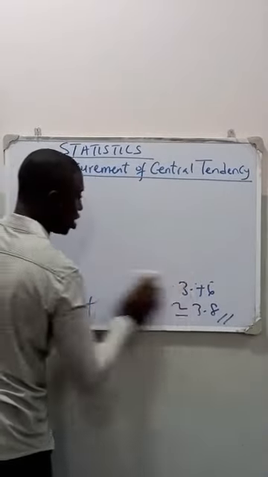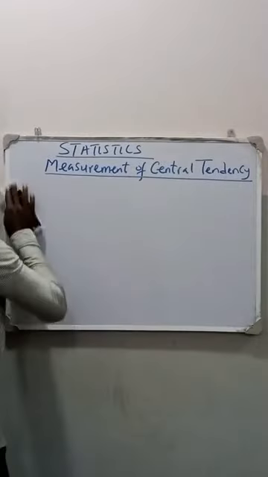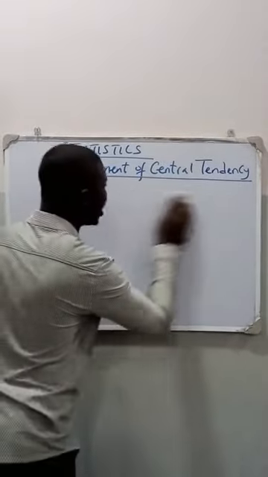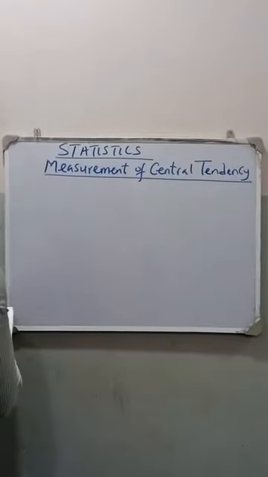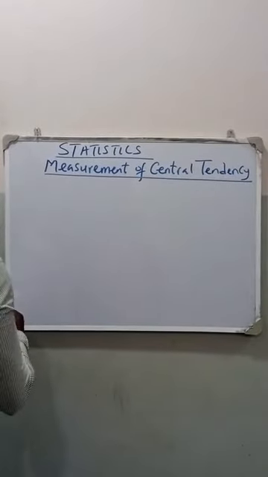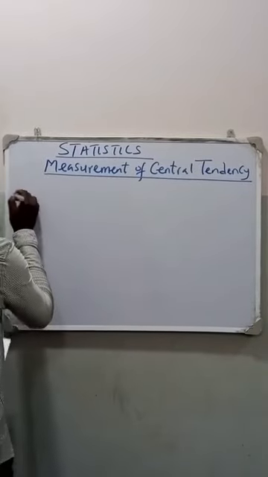You can see we are still under measures of central tendency or location. We want to know the location of a given data. So what if it is given in the form of a grouped frequency table? For instance, let's look at this table.